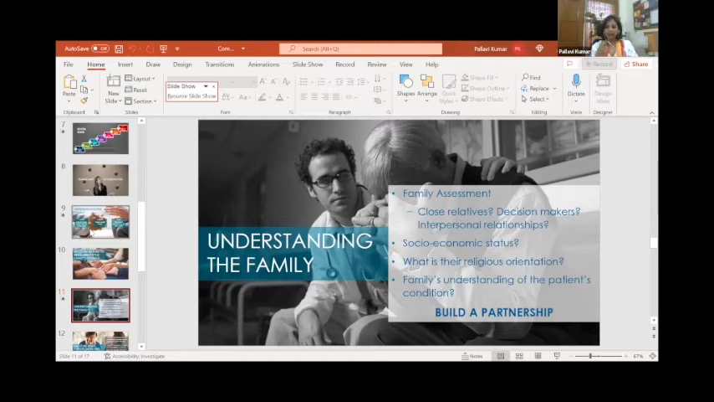It's important for our transplant coordinators to understand there could be a spouse, but perhaps that person is not the decision maker. It could be some relative in the family who's respected and looked up to for decision making. Very often it is the villagers, the panchayat heads, who are deciding on behalf of the family. So it's important for transplant coordinators to assess these families. Who are the close relatives? Who are the decision makers? What are their relationships? Socioeconomic status comes into play.